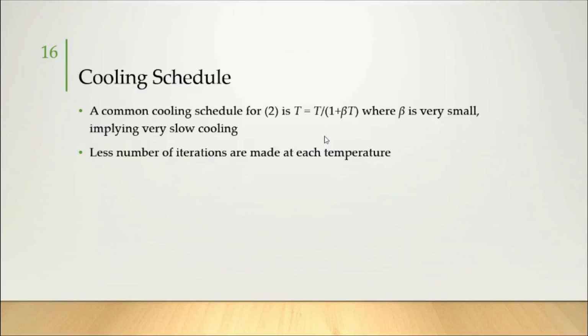Another type of cooling schedule is T equal to T divided by 1 plus beta T. As I said in the first case, here also beta is very small, implying very slow cooling. So in this case, very few iterations are made at each temperature. That is, when the cooling rate is very slow, the number of iterations at each temperature is also low.